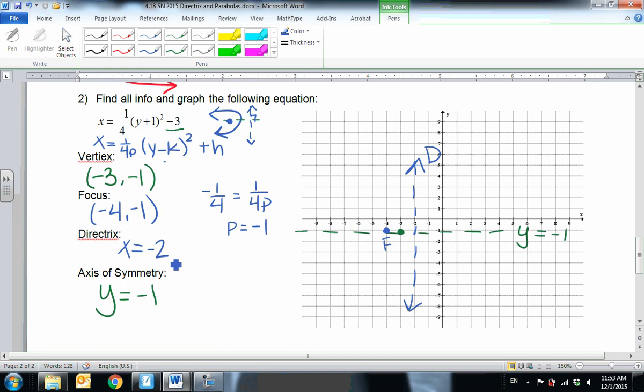All right, I want you to take just a second and talk back through how we got each of those pieces with the people at your table. So re-explain to each other: How did we get the vertex? How did we get the focus? How did we get the directrix? How did we get the axis of symmetry? This is your chance to ask each other questions if you're not sure what happened. So go ahead.